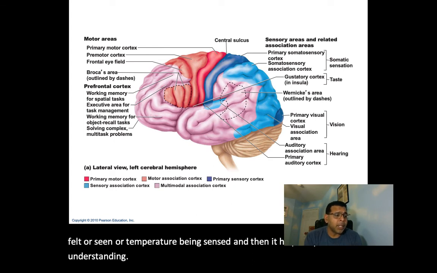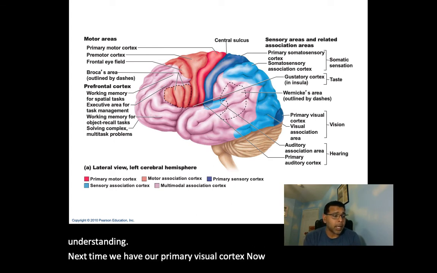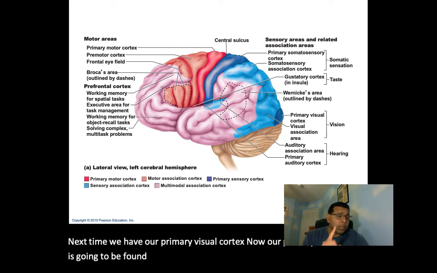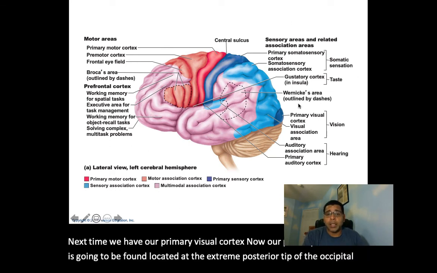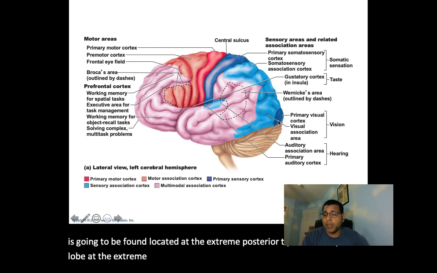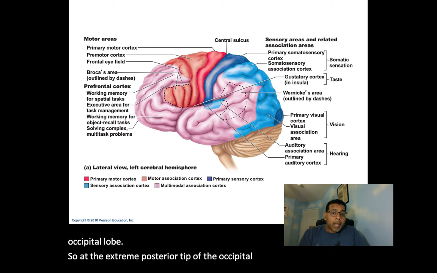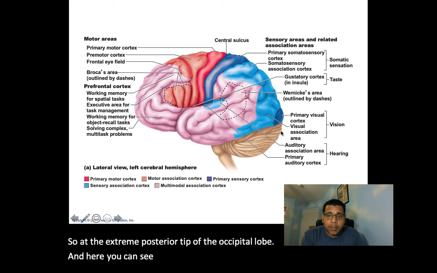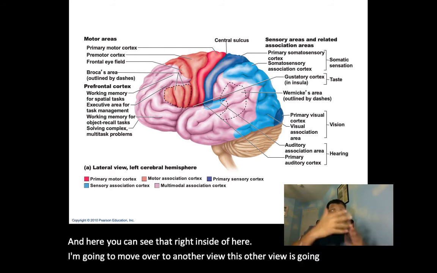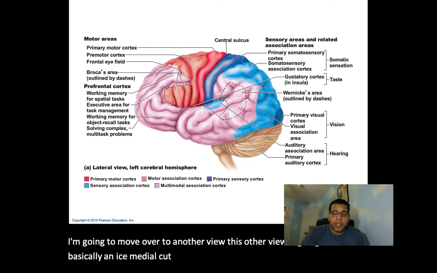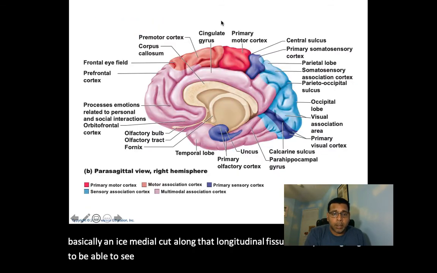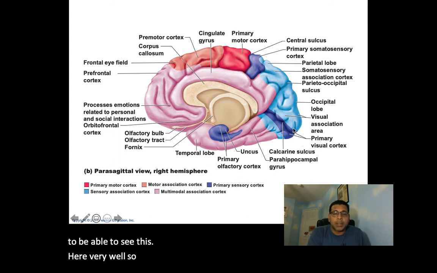Next, we have our primary visual cortex. It's located at the extreme posterior tip of the occipital lobe, and here you can see that right inside of here. I'm going to move over to another view, a nice medial cut along that longitudinal fissure, where you're going to be able to see this very well. In this parasagittal view, you can see the rest of that primary visual cortex.